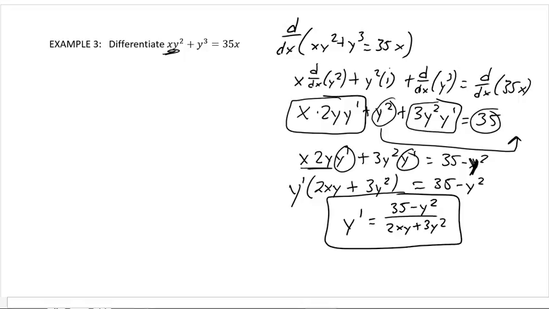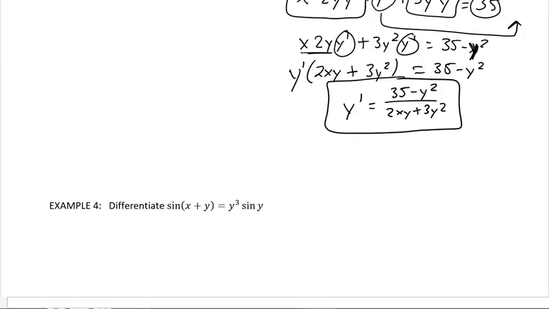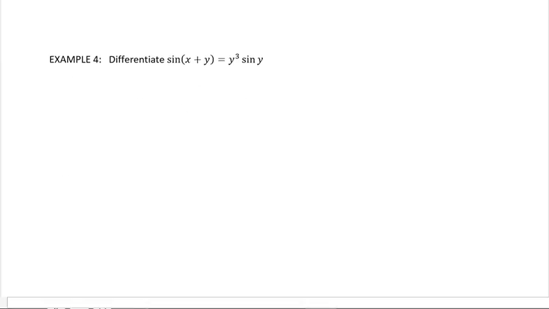So each time we do that, when we're solving for y prime, we have to get everything with y prime on one side and everything without y prime on the other, factor out the y prime, and divide usually. Okay. Let's do another one. This one, we can see we have a chain rule here, sine of x plus y. So we're going to have to do the derivative of the outside times the derivative of the inside. And we also have a product rule on the other side.